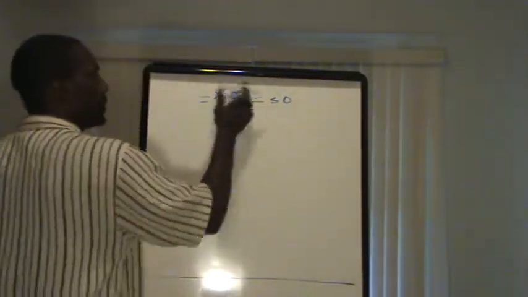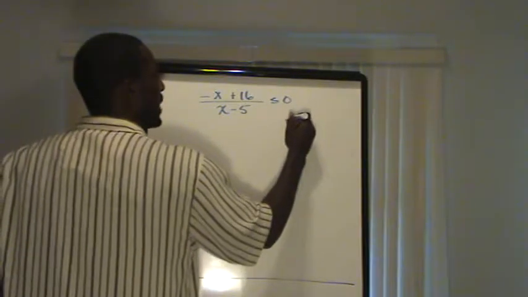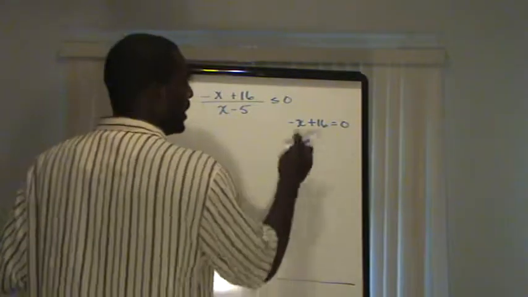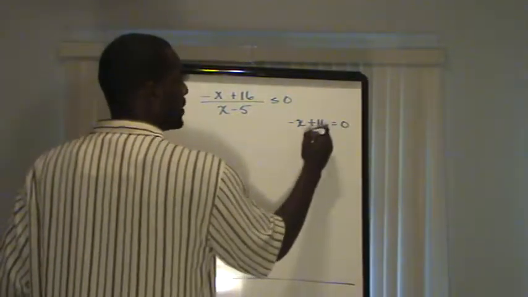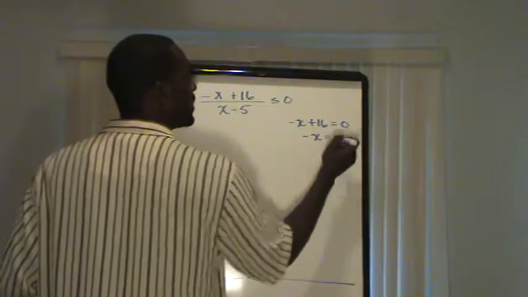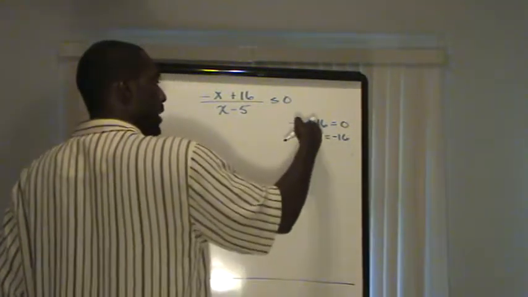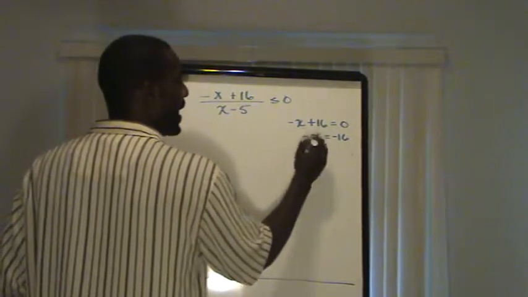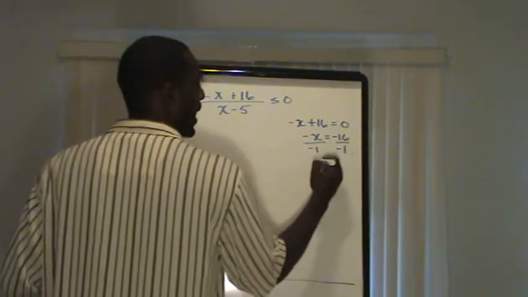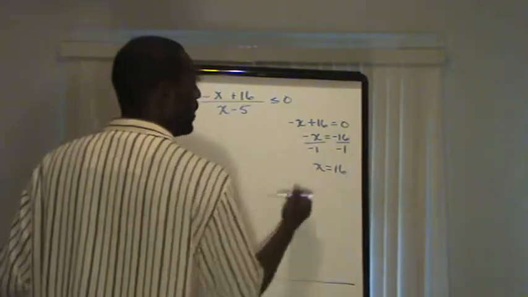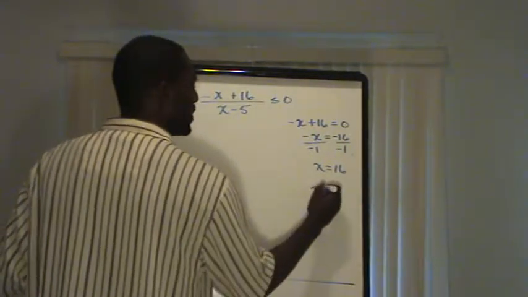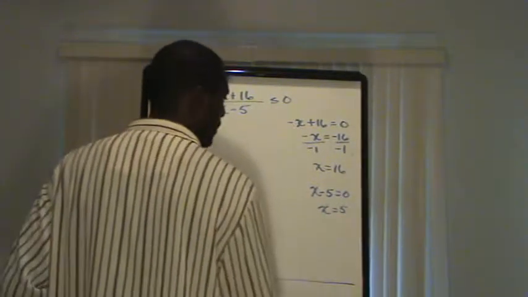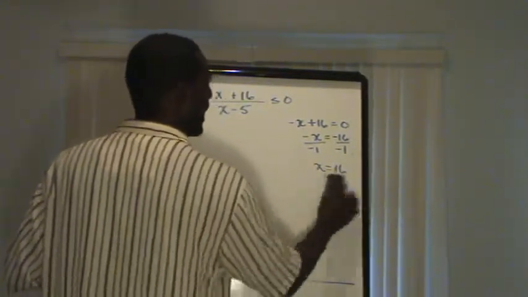So if we take both of these expressions and set them equal to 0, this says that negative x plus 16, and this is done so that we can find our test points. Negative x plus 16 equal to 0 says that negative x is equal to negative 16, where it is understood the coefficient in front of x is a 1. So if we divide both sides by negative 1, we have that x is equal to 16. That is a test point. And if we set x minus 5 equal to 0, this is easy. This says that x equal to 5 is a test point. So our two test points will be 5 and 16.